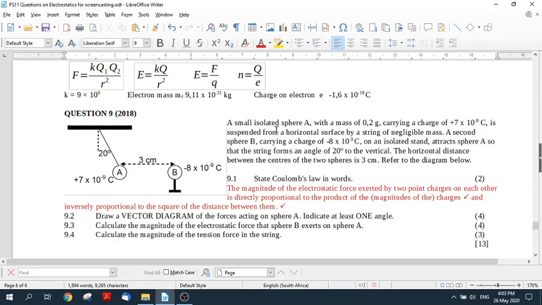So here, a small isolated sphere A with a mass of 0.2 grams carrying a charge of plus 7 times 10 to the negative 9 coulombs is suspended from a horizontal surface by a string of negligible mass. A second sphere B carrying a charge of minus 8 times 10 to the negative 9 coulombs on an isolated stand attracts sphere A so that the string forms an angle of 20 degrees to the vertical. The horizontal distance between the centers of the two spheres is 3 centimeters. Refer to the diagram below. Okay, so here's the diagram. Then it says state Coulomb's law. It says draw a vector diagram of the forces acting on sphere A.